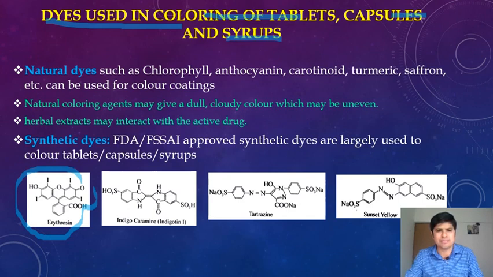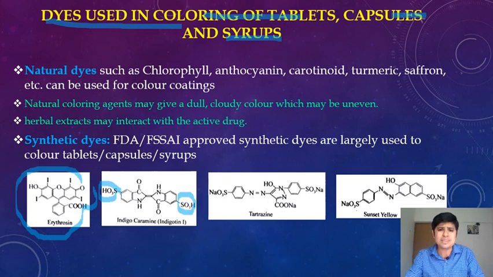Now the second is indigo carmine. This is an indigoid dye, a derivative of indigo. It is a sulfonic acid derivative of indigo. The sulfonic acid group is substituted at this phenyl ring and this phenyl ring, so we get indigo carmine. This is also a synthetic dye which is used in coloring tablets, syrups or capsules.